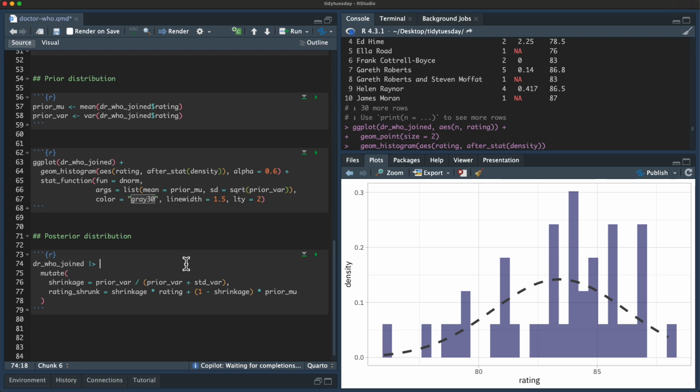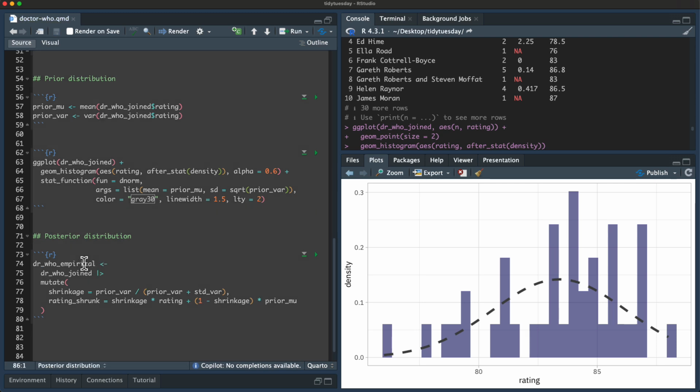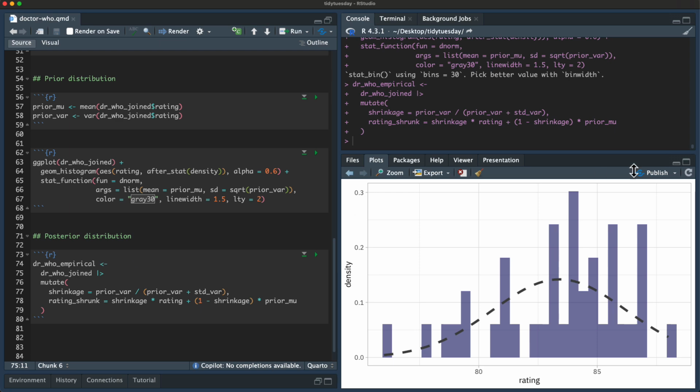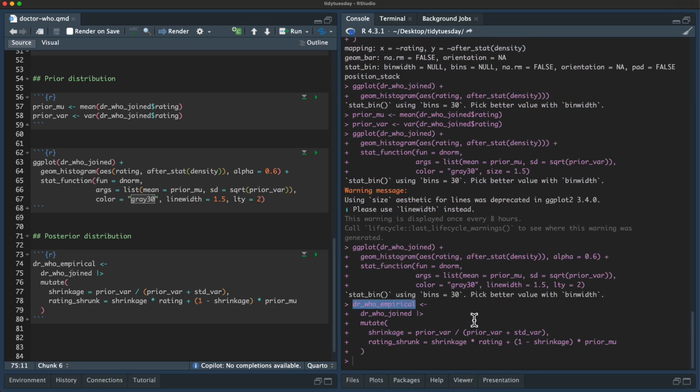So this is Bayes' theorem, right? Like this is Bayes' theorem right here, where we can update our probability using our prior. So we observe, we have a prior, then we observe a rating, and then we can update the rating using that factor there. So let's call this Doctor Who empirical. Let's go here. And so what do these look like now?